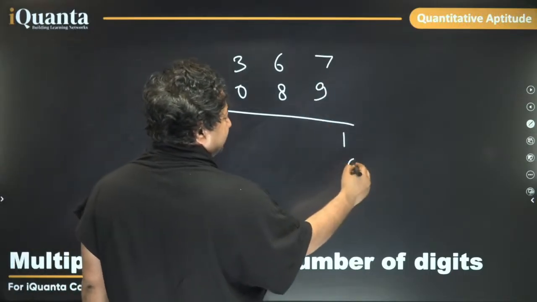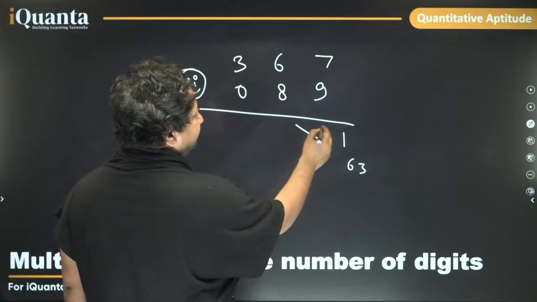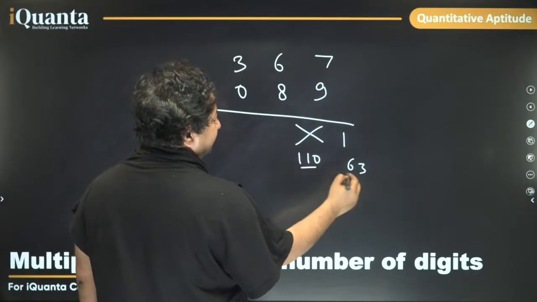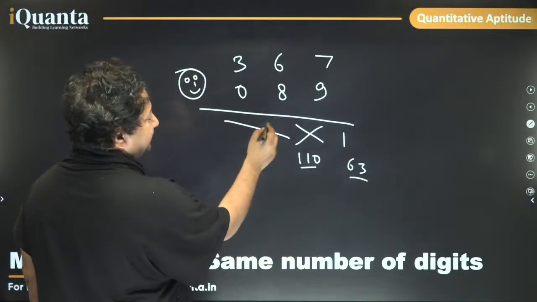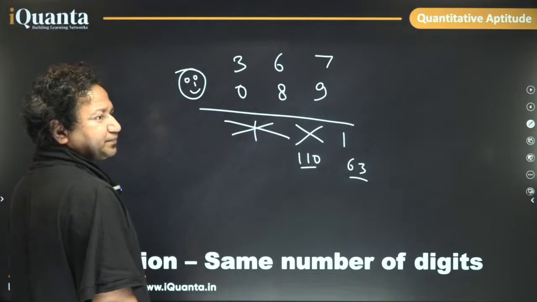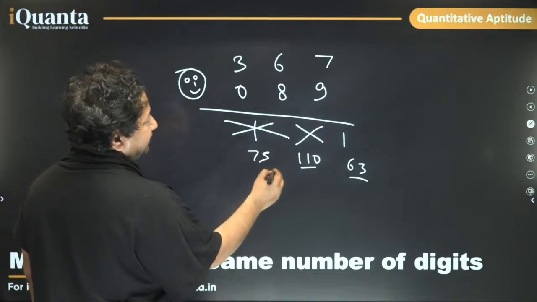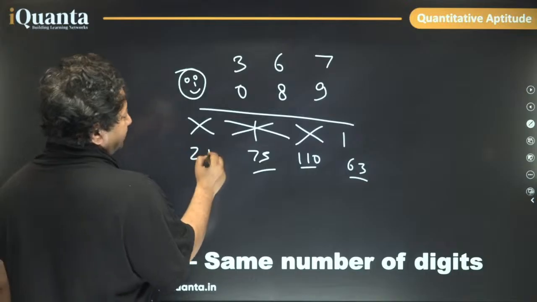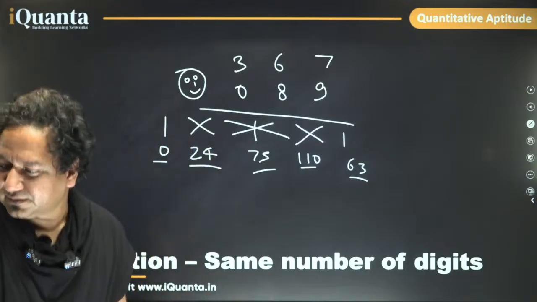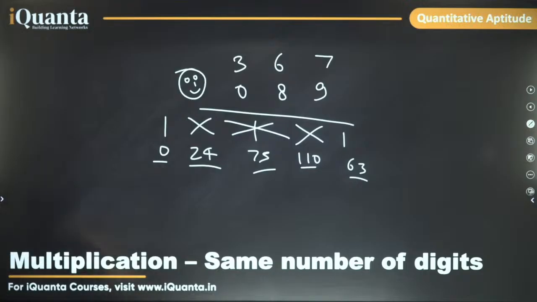7 9s are 63, 6 9s are 54, 8 7s are 56. 110 is what we get here. Then all three, 27 plus 0 is 27 only, plus 48. 75 is what we get here. 24. This is 0. That's it. Nothing else. Clear?